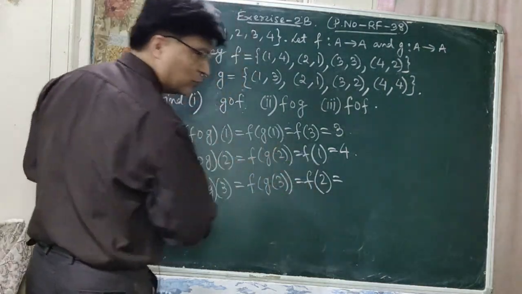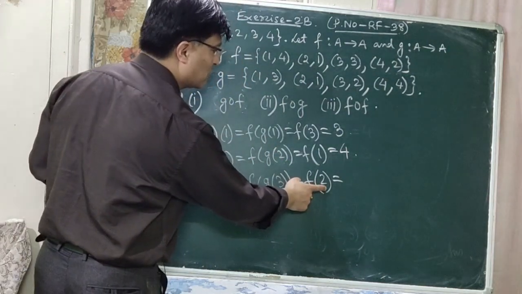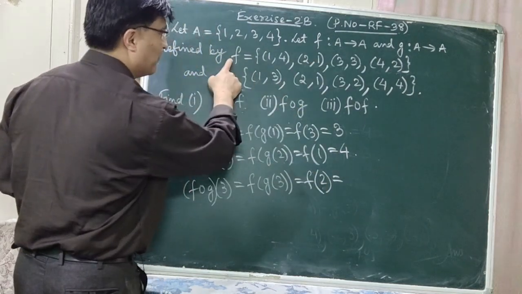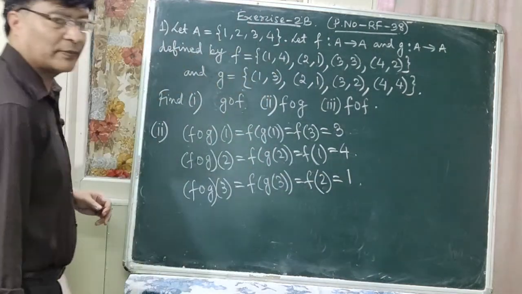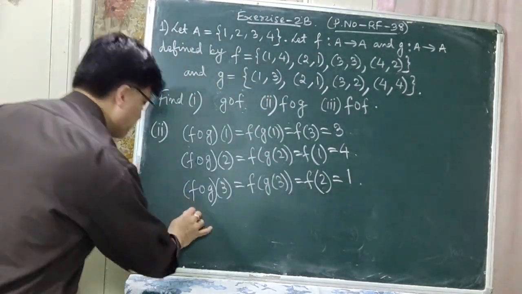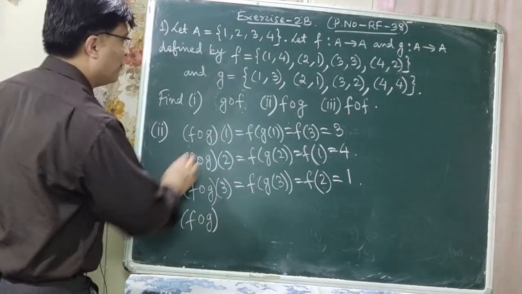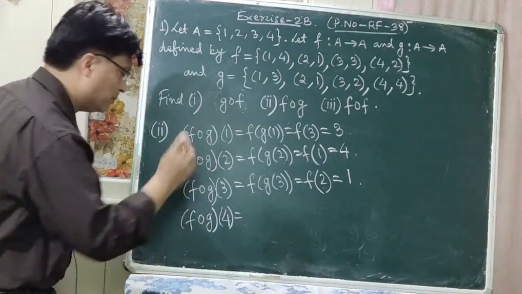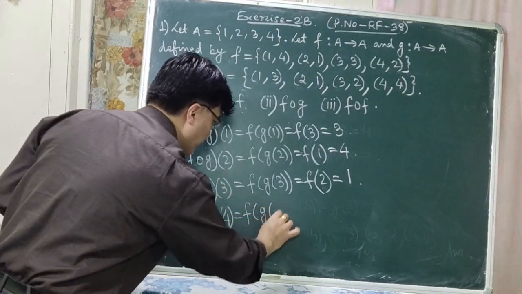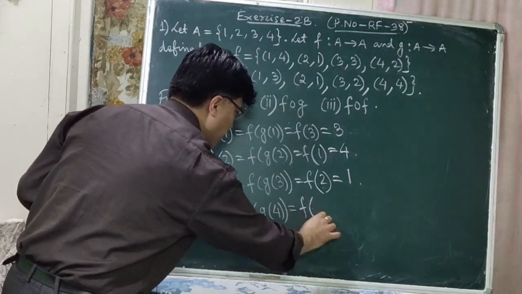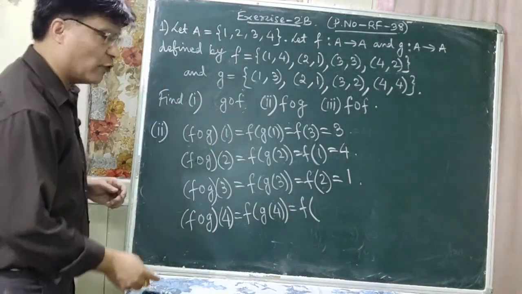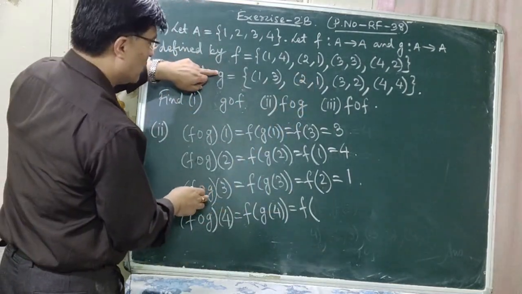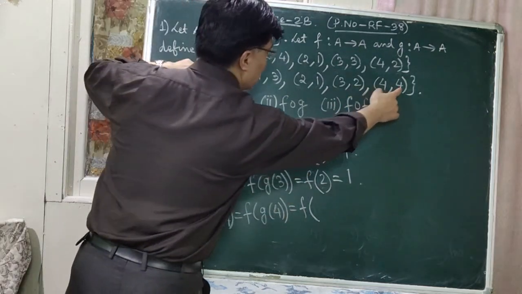Now what is the value for f of 2? Under f, this 2 is related with 1 under f, isn't it? So it is 1. So I think you have understood it. Next, FOG of number 4. So what is FOG of 4 equal to? It is defined as f of g of 4, which is equal to f of within bracket. So what is the value for g of 4? This indicates that 4 is related with which number under g? Under g, this 4 is related with 4.